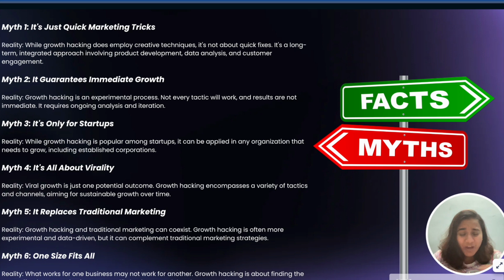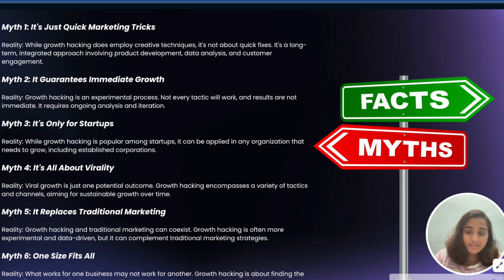So it's never a quick thing or a virality factor. It's always about coming up with tactics and strategies which are sustainable and which can be scaled down the line. Myth number 5, it replaces traditional marketing. Growth hacking and traditional marketing can coexist. Growth hacking is often more experimental and data driven, but it can complement traditional marketing strategies.